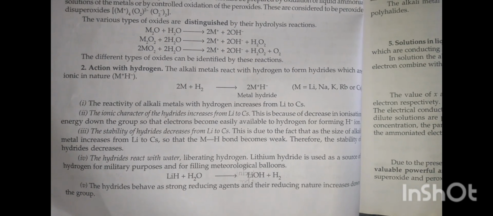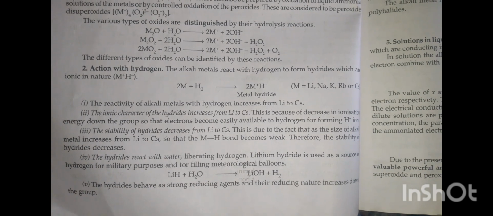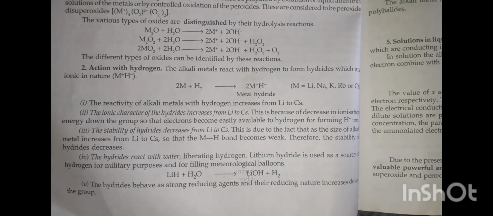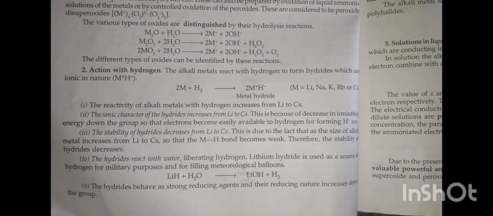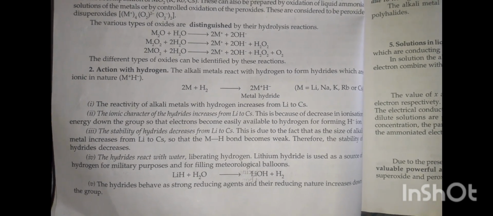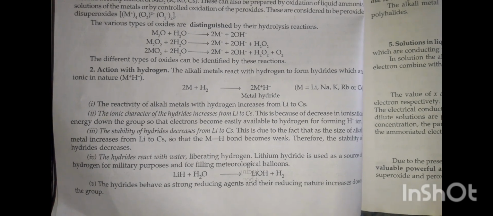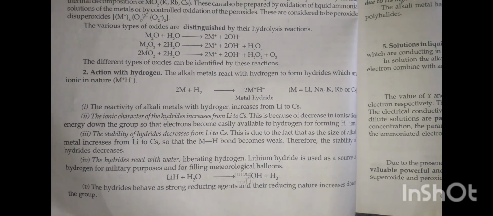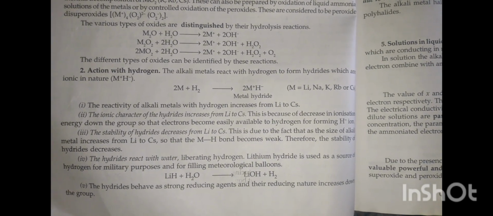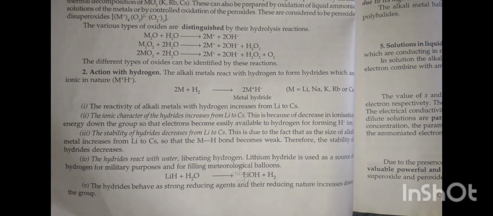This is due to the fact that as the size of the alkali metal increases from lithium to cesium, the M-H bond becomes weak. Therefore, the stability of hydrides decreases. The hydrides react with water, liberating hydrogen. Lithium hydride is used as a source of hydrogen for military purposes and for filling meteorological balloons. The hydrides behave as strong reducing agents and their reducing nature increases down the group.